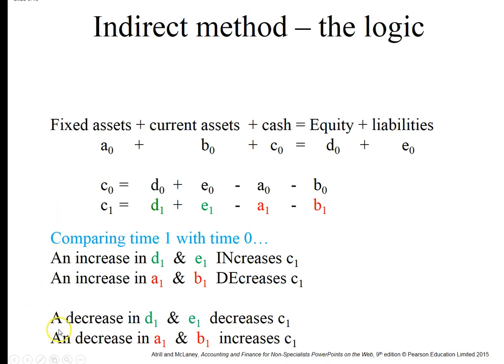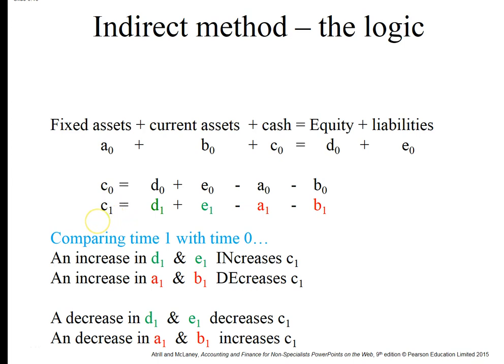And then the other side of it, a decrease in D1 and E1 decreases C1, so we treat that as a use of cash, and a decrease in A1 and B1 means less is being deducted, and so C1 is increased, and therefore that is a source of cash.